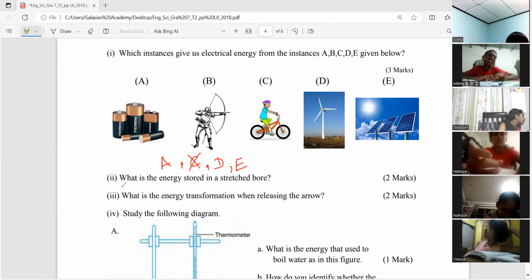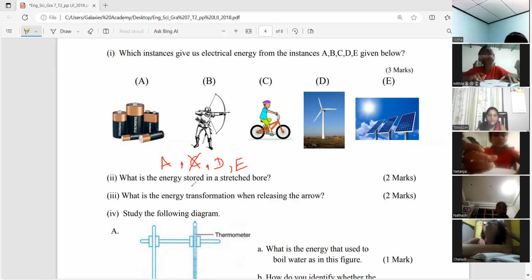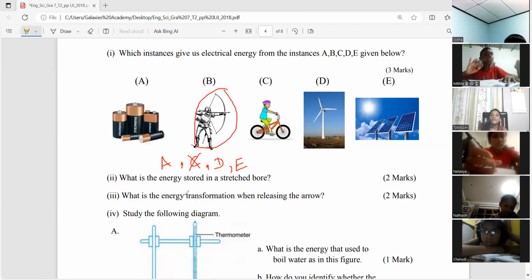Right. Then look at the second part. What is the energy stored in the stretched ball? The stretched ball means this one. What is it? Potential energy. Yes, potential energy, no? Potential energy.